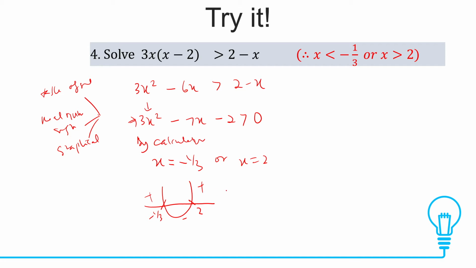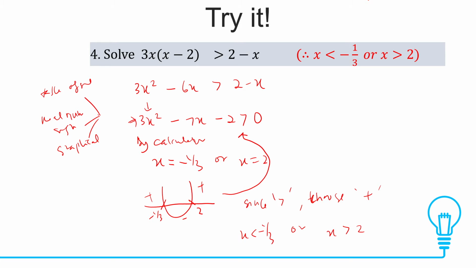Before we can do our conclusion, we look at the inequality. One line before our factor is a greater than. Since it is a greater than, we choose positive, that is x greater than 2 or x less than negative 1 over 3.